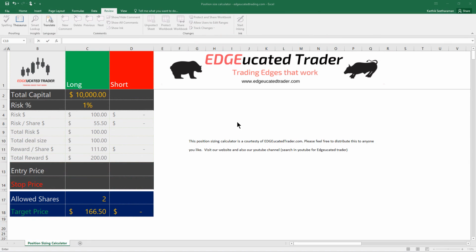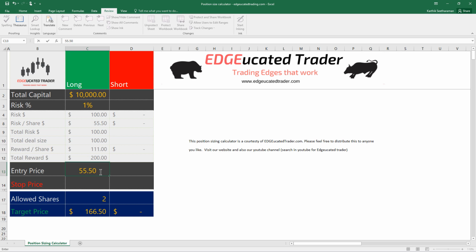Okay, let's now walk through an example to find out how this calculator actually works. All right, so the total capital we have is $10,000, let's say, for example, and the maximum amount I want to risk per trade is 1%. Now let's say there is a stock that is selling at $55.50 as an entry price, and that's where I want to enter the stock long.